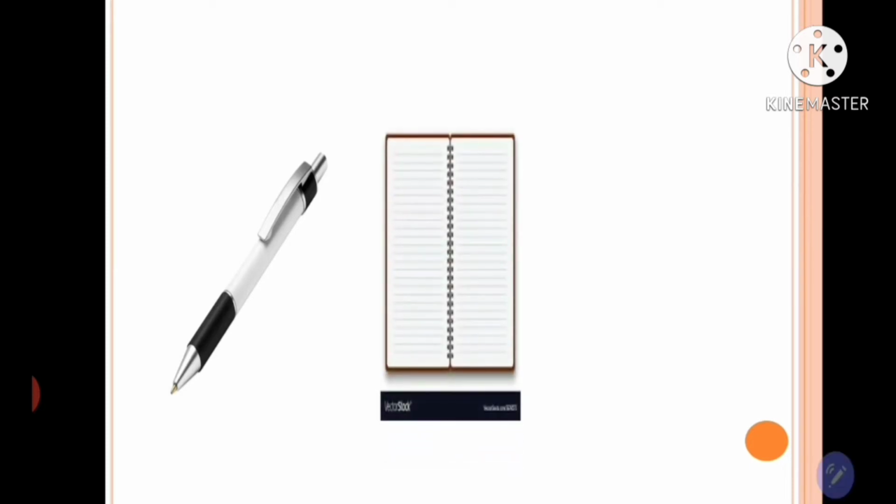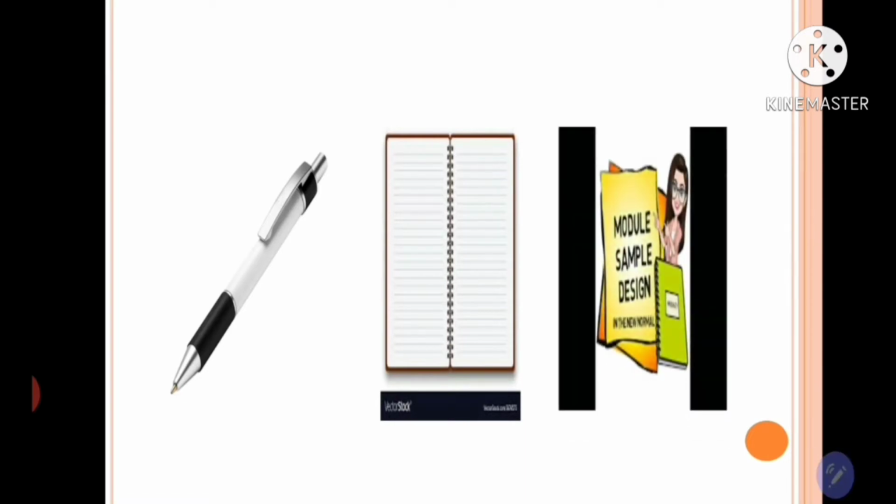Are you excited to learn? Wow, a very positive reaction. Before we begin, I want you to prepare these magical tools that we need in order to continue with our discussion. You must prepare your writing pen. Also, you need to prepare your science notebook. And most especially, you need to prepare your science module.